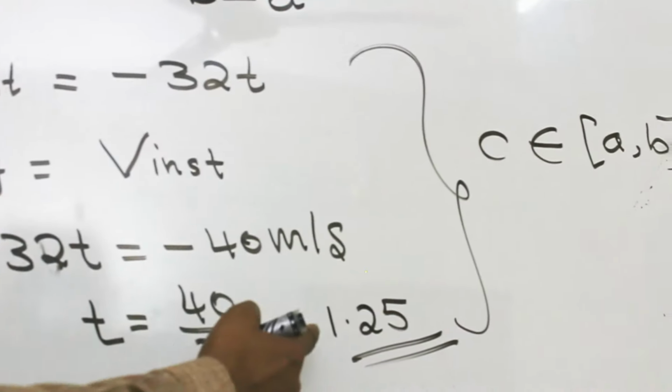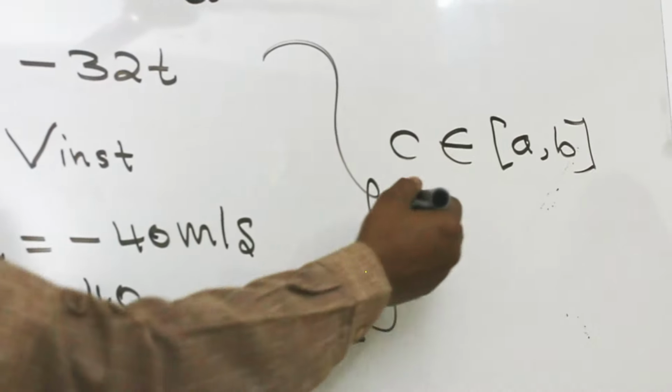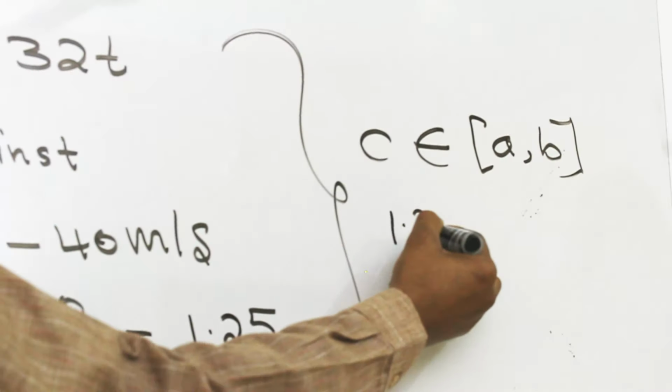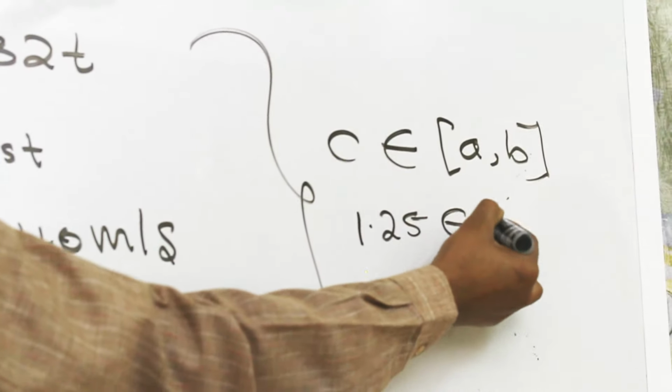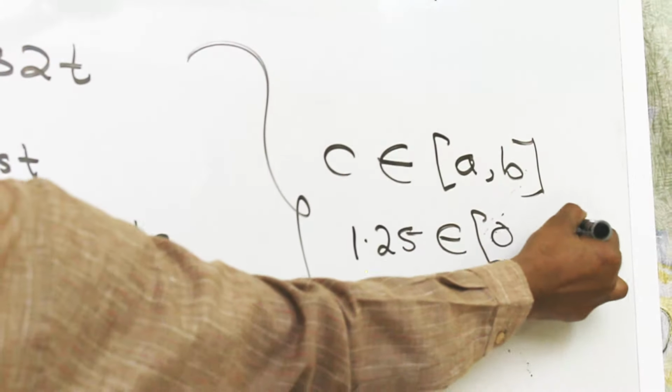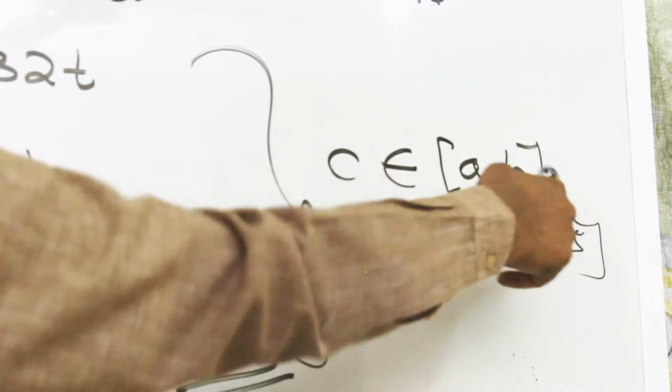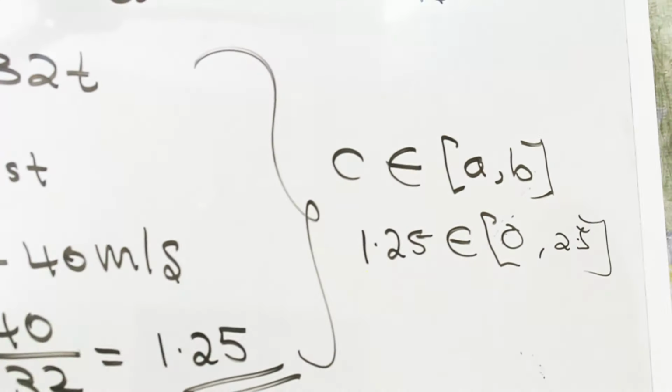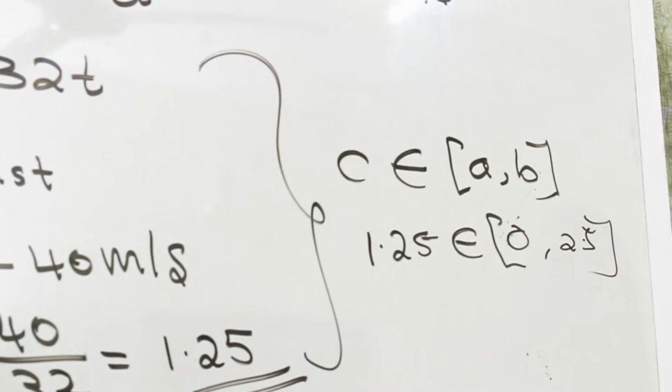So here we can check this. c is equal to t here, so t is equal to 1.25. 1.25 belongs to the interval AB, where AB means 0 and 2.5. So it is inside, and the mean value theorem is satisfied and justified.